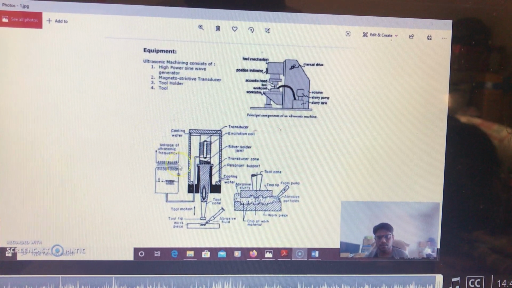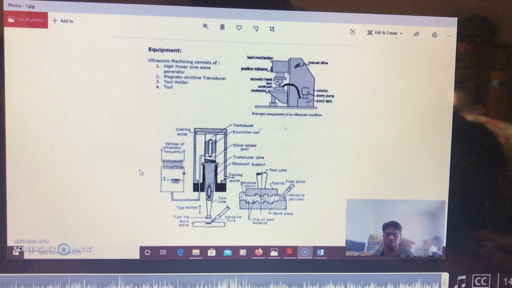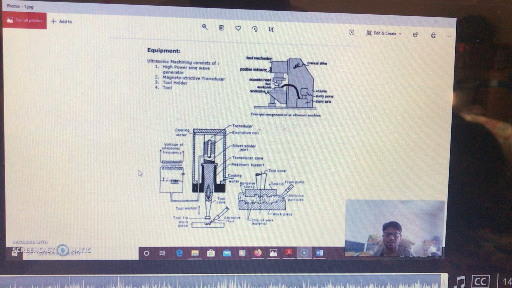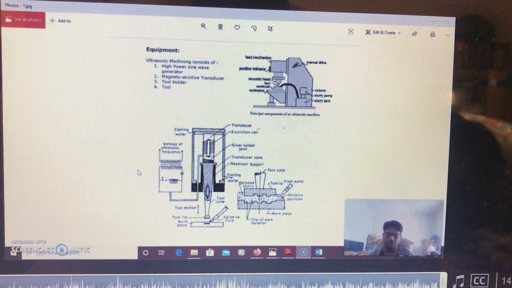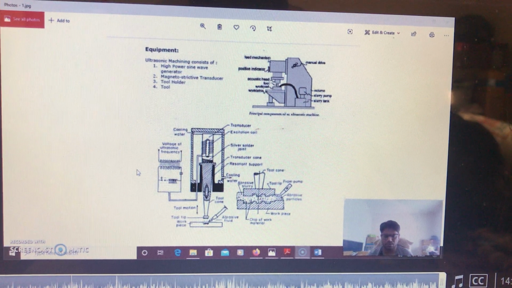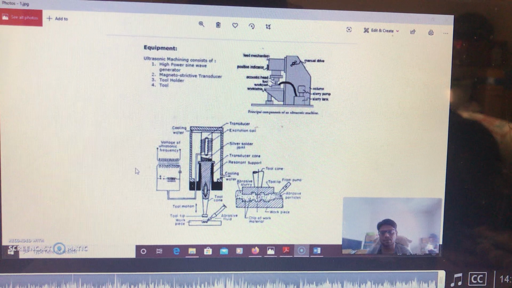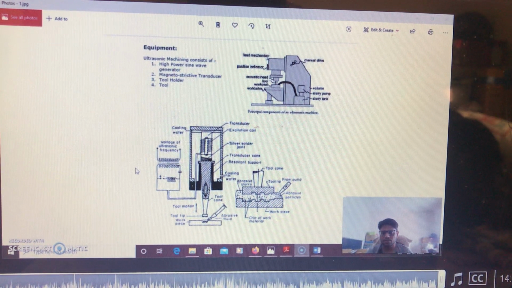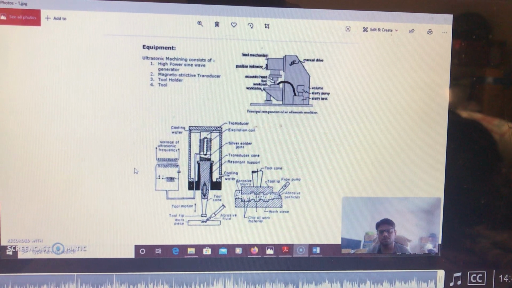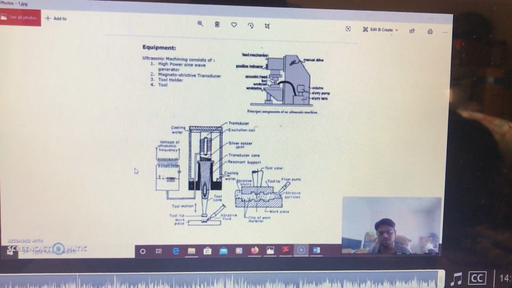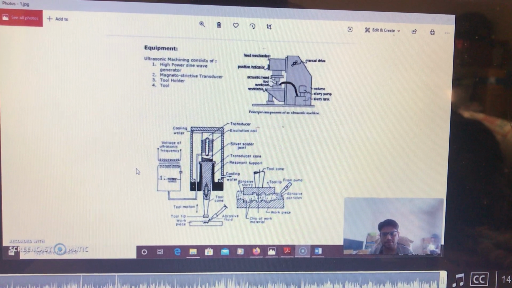Here, on the left-hand side, we have the transducer. Normally we have electricity at 50 hertz. Now we want to convert that 50 hertz into 20,000 hertz, so we require some transformer mechanism. Here we have a voltage of ultrasonic frequency that is supplied to the transducer. There are two types of transducer, which we will discuss later, or in the next lecture.